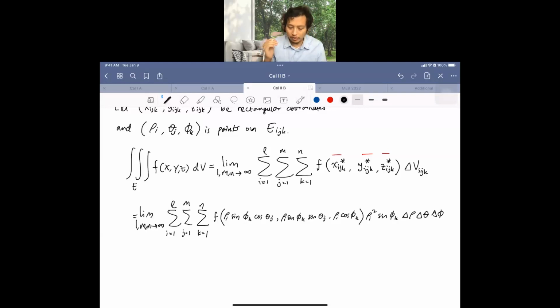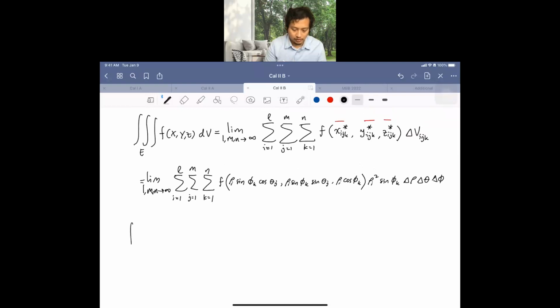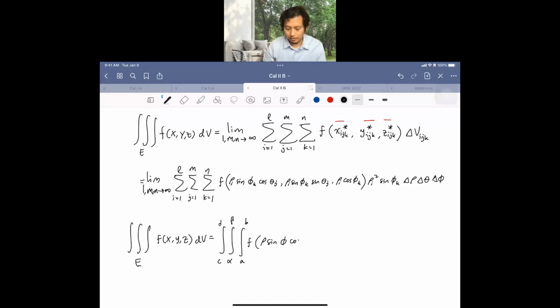Now we can conclude from here, because it seems that we can correlate this Riemann sum with the triple integral. So we can now write that the triple integral over E of f of x, y, z dV is equal to, so let me convert everything to theta, phi, and rho.